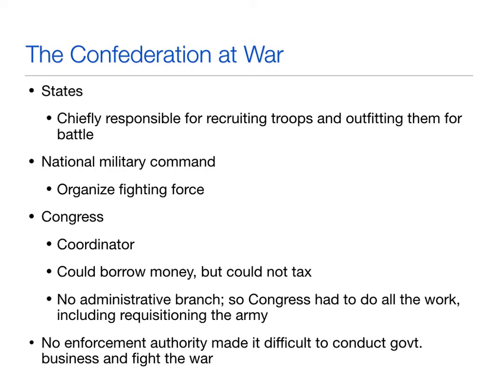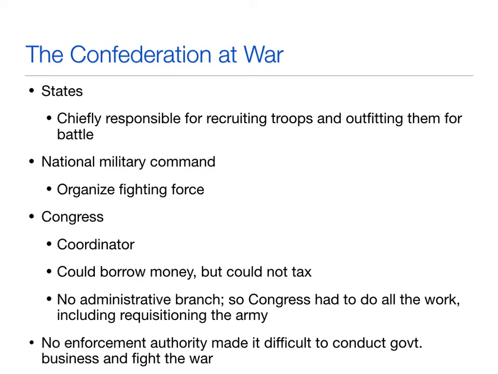Military command lied with Congress, and they delegated that task to General Washington and his close subordinates. Congress acted under the Articles, and especially during the Revolutionary War, it acted as a coordinator. It could borrow money, but it could not tax. It was trying to facilitate a number of things, to get this new country off the ground and running smoothly. But the problem is it could pass laws, but it couldn't enforce them.